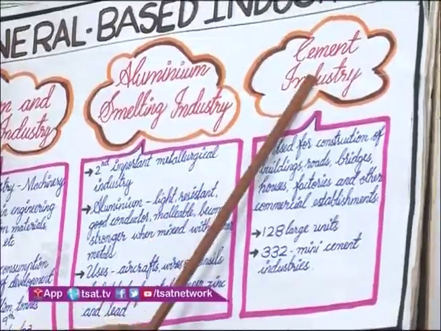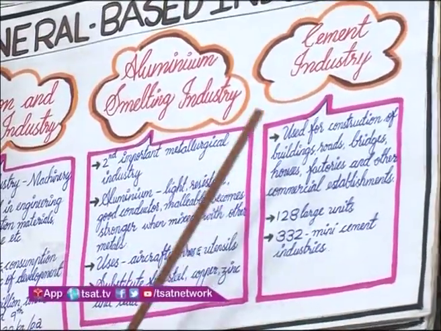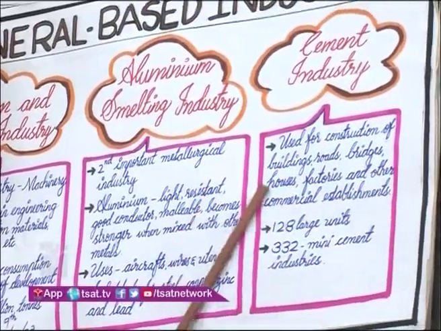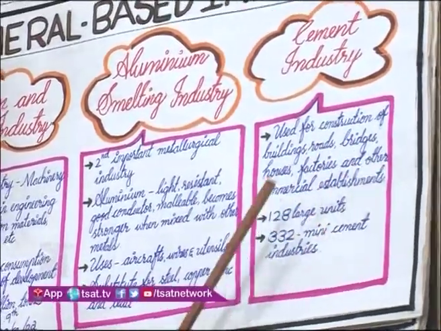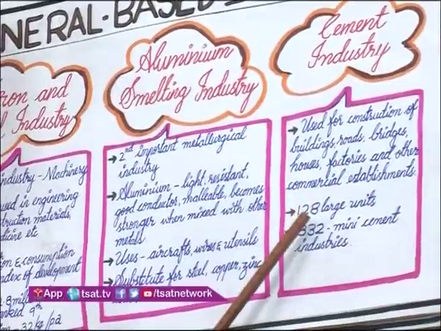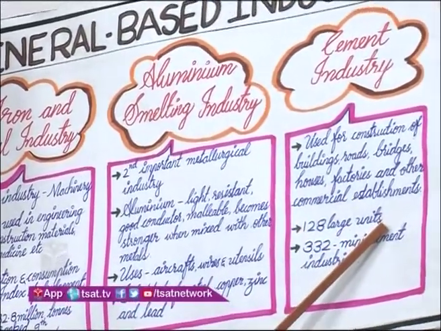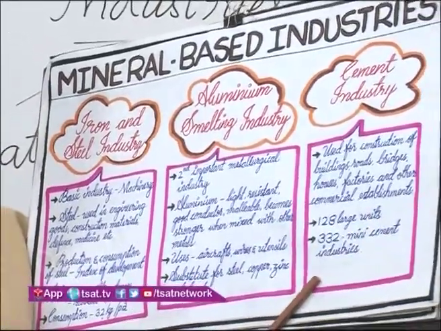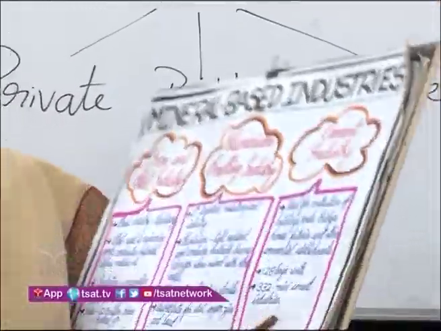So the third one is the cement industry. It is used for construction of buildings, roads, bridges, houses, factories and many other commercial establishments. There are around 128 large units of cement industry and around 332 mini cement industries located in our country.